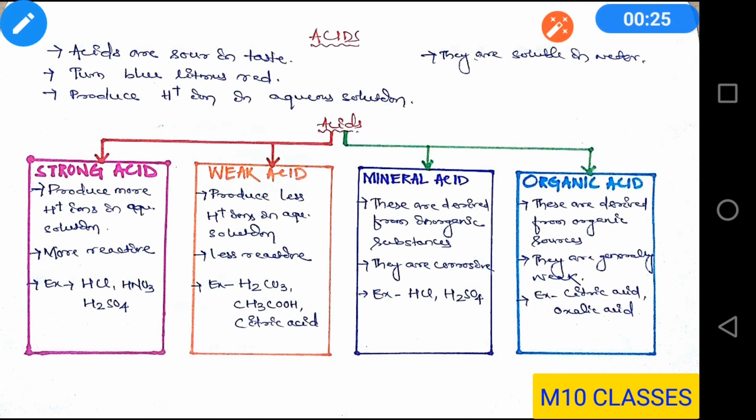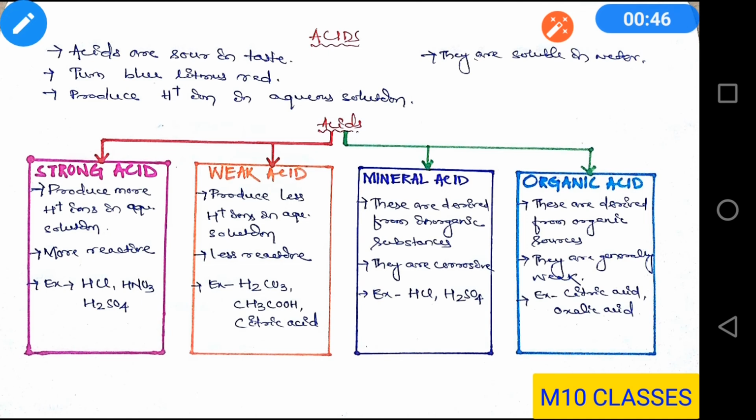Now students, you had already read about acid and bases in class 7th and in class 8th also. So let us discuss whatever you have already read, whatever the properties of acids. So acids are sour in taste and it turns blue litmus red. So you had read this property in previous classes.